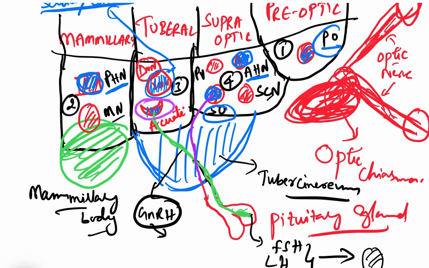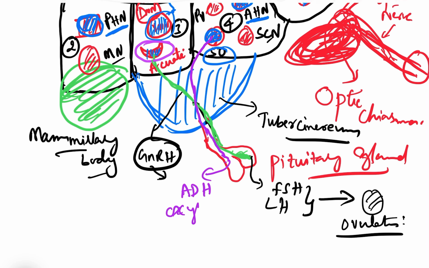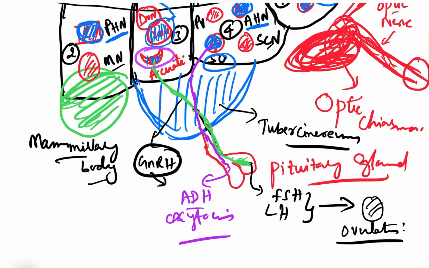Okay. And it will go to the hypophyseal tract, and ultimately this ADH is released through the posterior pituitary, and a small amount of oxytocin too. So actually they are synthesized in the supraoptic nucleus, but they are released from the posterior pituitary. Similarly, the paraventricular nuclei will cause the release of oxytocin through the posterior pituitary gland.